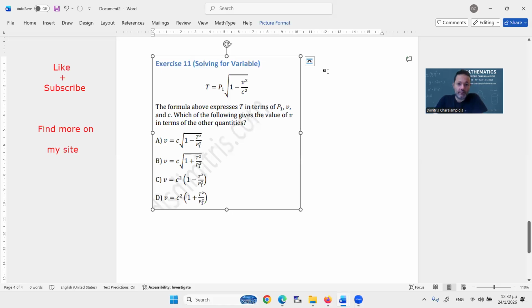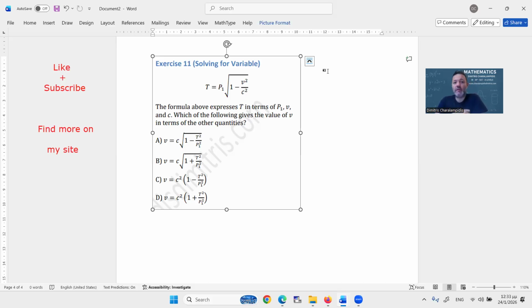Exercise 11. This is another exercise from my 7th set of practice exercises on SAT. And in this exercise, we need to solve for a specific variable. This is a demanding exercise because we need to be not only extremely careful, but also familiarized with how operations work.